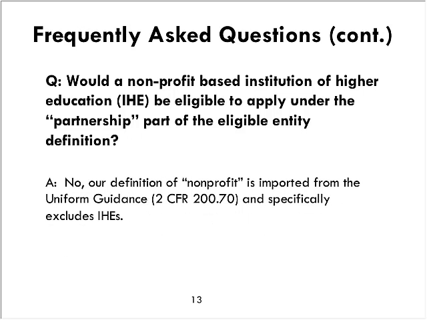The second question is, would a nonprofit institution of higher education be eligible to apply under the partnership part of the eligible entity definition? This is one I got a few times also. Unfortunately, the answer to that is no. Our definition of nonprofit comes directly from the uniform guidance, and that section of the uniform guidance does specifically exclude institutions of higher education from the definition of nonprofits. Okay.